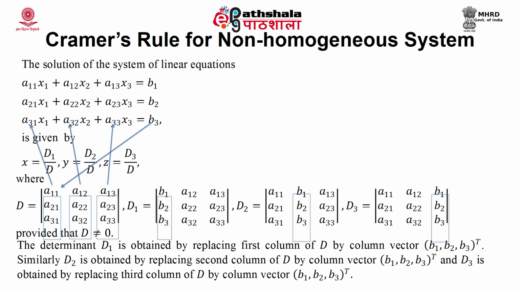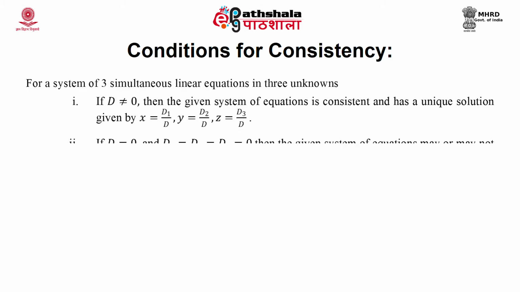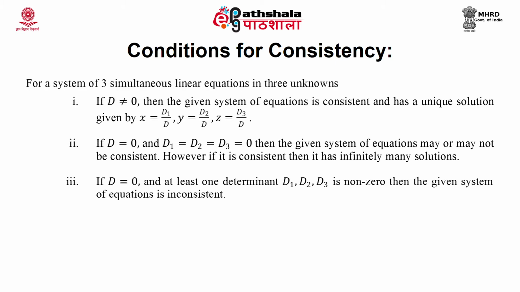Here D should not be 0. For a system of 3 simultaneous linear equations in 3 unknowns, if D is non-zero, then the given system of equations is consistent and has a unique solution.